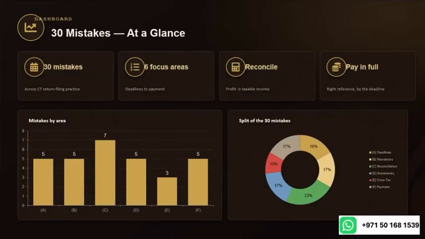Here's a dashboard view of the 30 mistakes at a glance. They span across 6 focus areas, from deadlines to reconciliation, and emphasize the importance of paying in full by the deadline. Visualize the mistakes by area and their distribution to better understand where errors commonly occur.